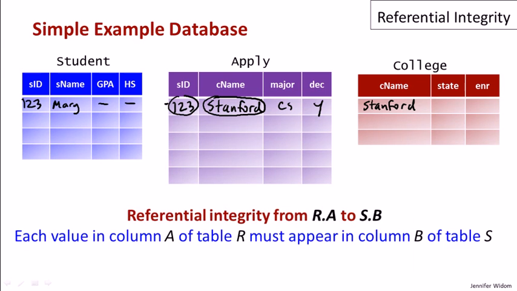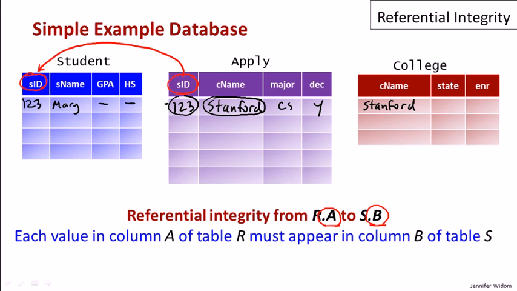Specifically, if we have referential integrity from an attribute A, say of a relation R, to an attribute B of another relation S, what that's saying is that every value that appears in the A column of relation R must have some corresponding value in the B column of relation S. So if we take a look at our example, we would say then that we would have referential integrity from the SID column of apply to the SID column of student. We would expect every value that appears in this column to also have a value in the other column.